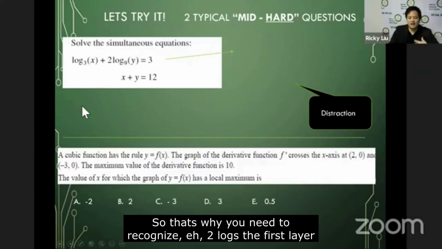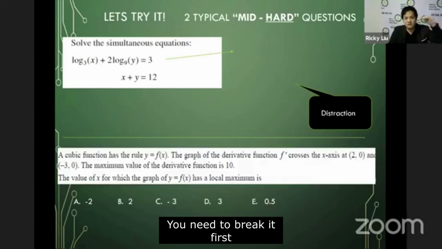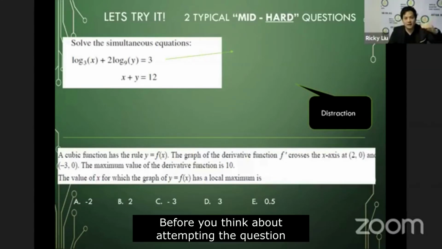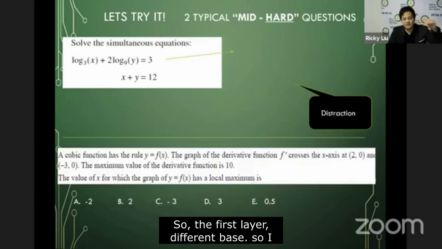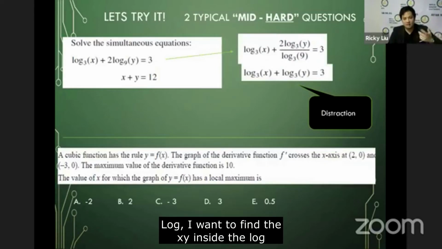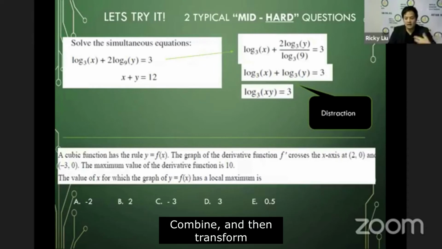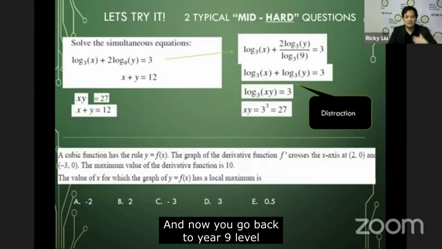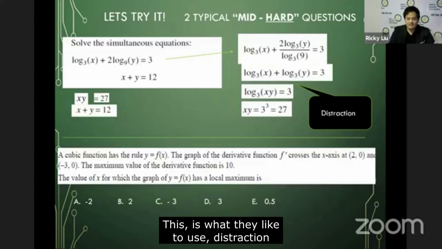So you need to recognize the 2 logs, the first layer, you need to break it first before you think about how to attempt the question. The first layer, different bases, so I make it the same base. And then once I have the same base log, I want to find x and y inside the log, combine, and then transform. And now you go back to year 9 level. This is what they like to use, distraction.